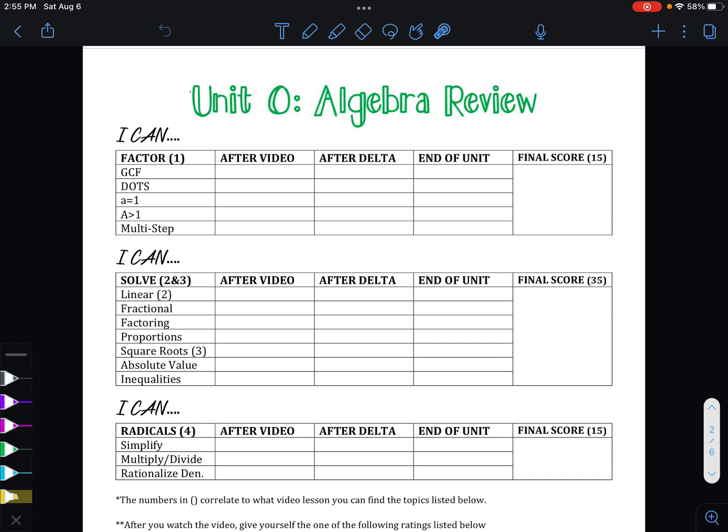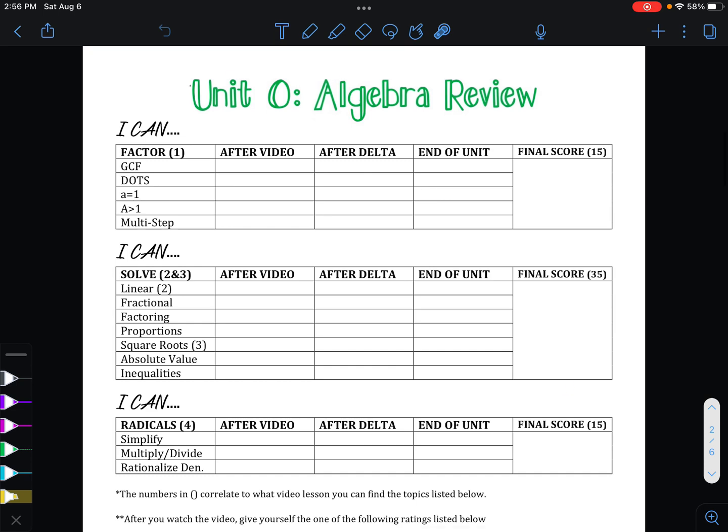After you watch the video, which will just serve as a quick review and refresher on how to do those topics, there's going to be a Delta Math practice for you to do on your own. And then at the end of the unit, we'll just see where you're at before we dive into our first official chapter. Since it's a review, there's going to be some videos and some individual practice on your own.